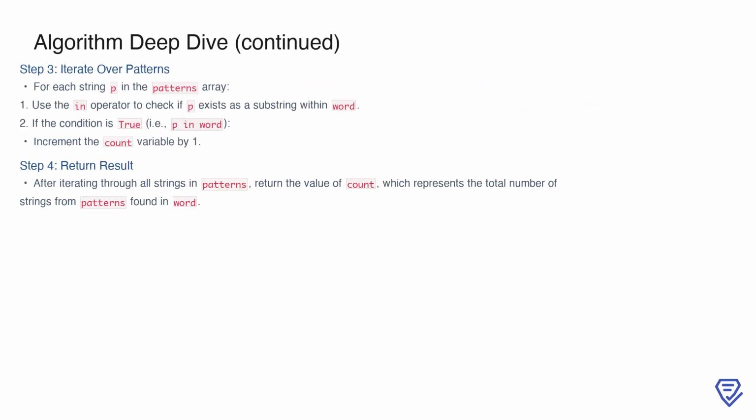The next step is to iterate over the patterns array and check each string to see if it appears as a substring within word. For each string p in patterns, we use Python's in operator to check if p exists in word. If the condition evaluates to true, meaning the substring is found, we increment the count variable by 1. Once all strings in patterns have been processed, the algorithm concludes by returning the value of count, which represents the total number of matches found. This simple and direct approach ensures that we efficiently determine the result without unnecessary complexity.